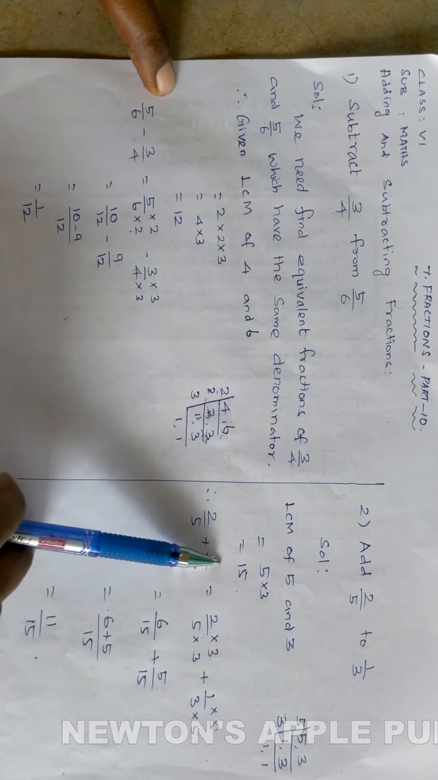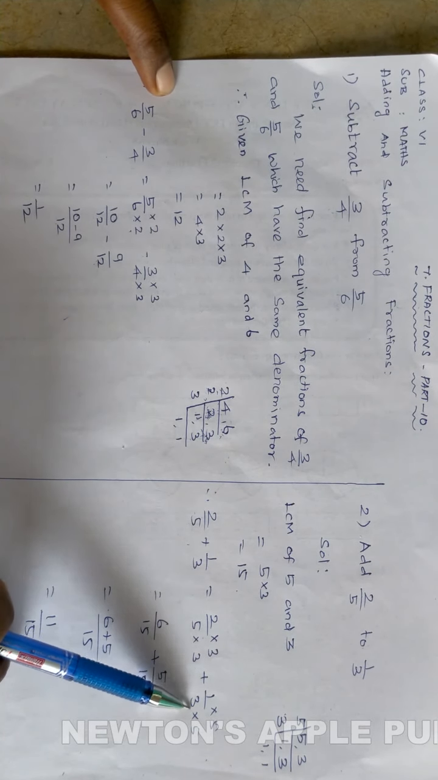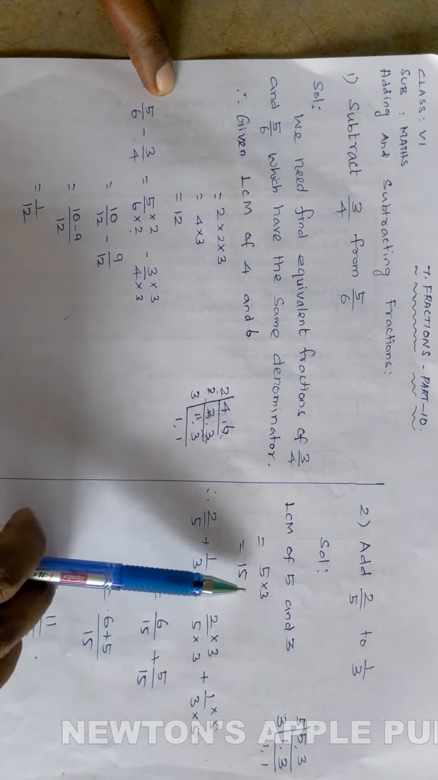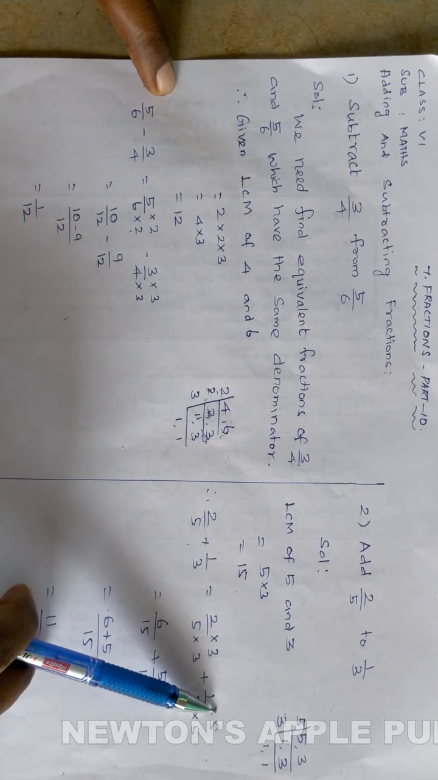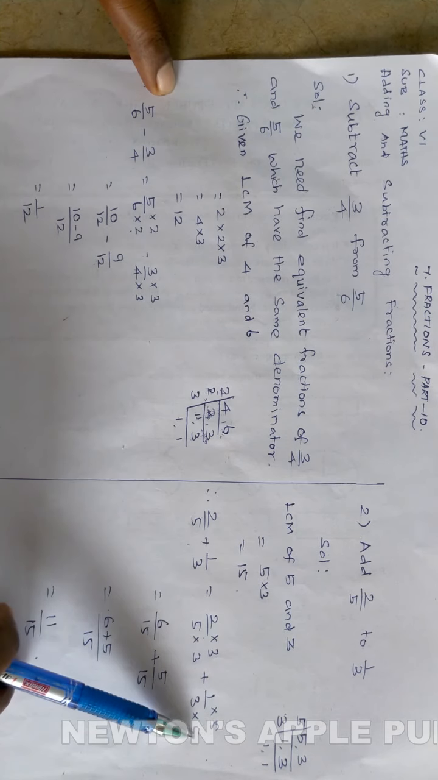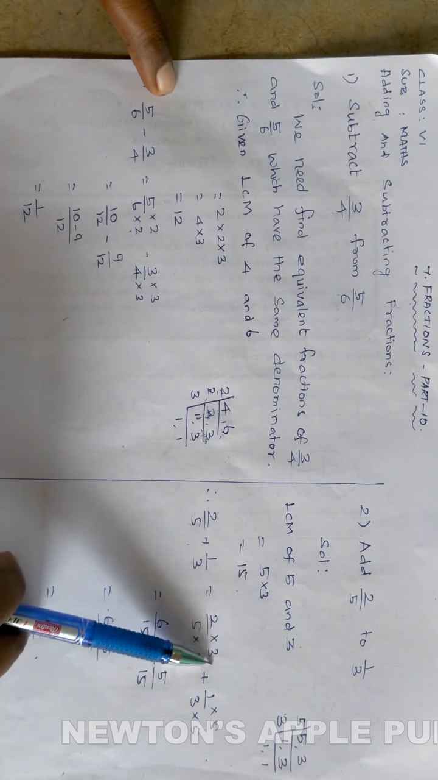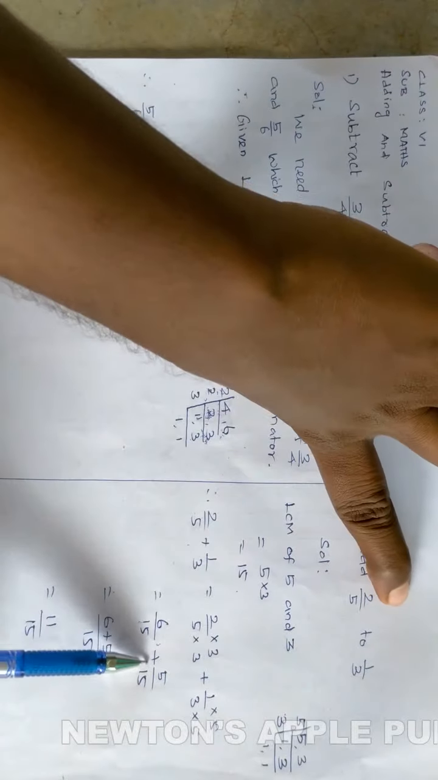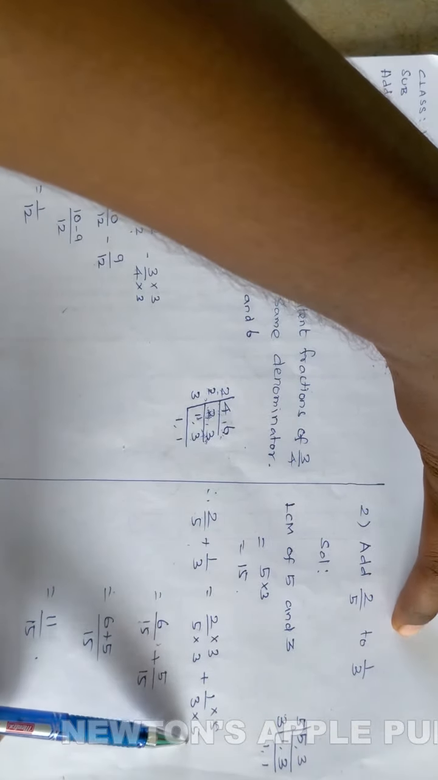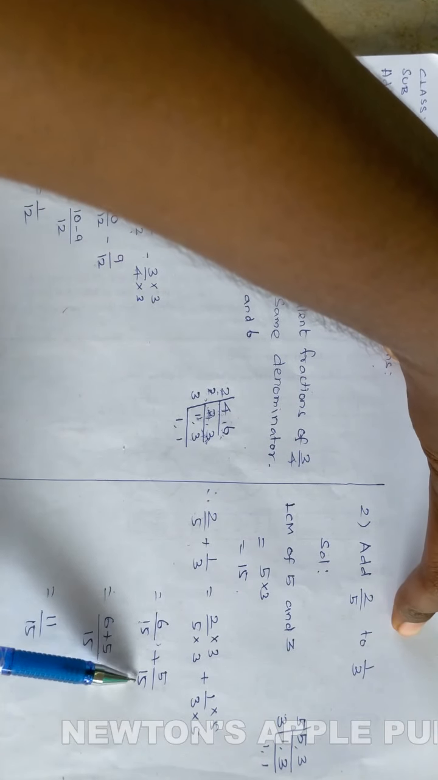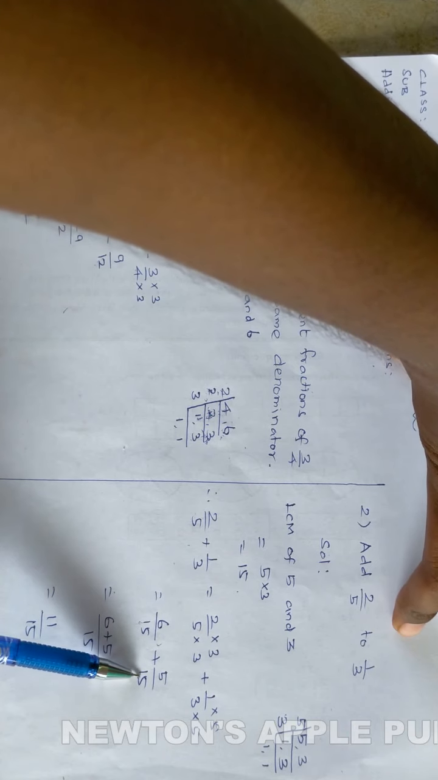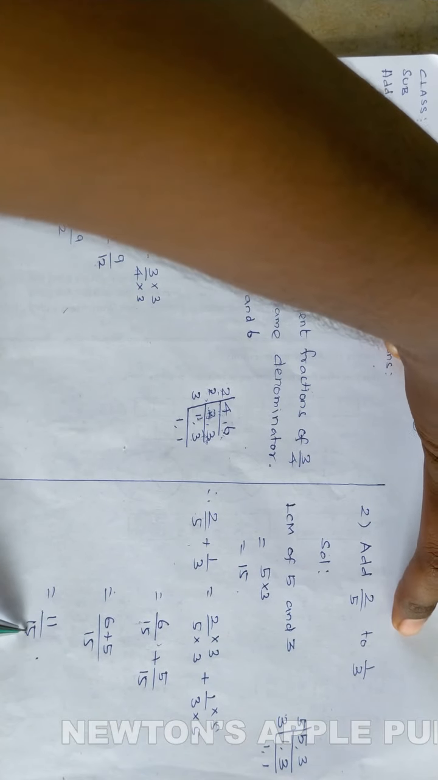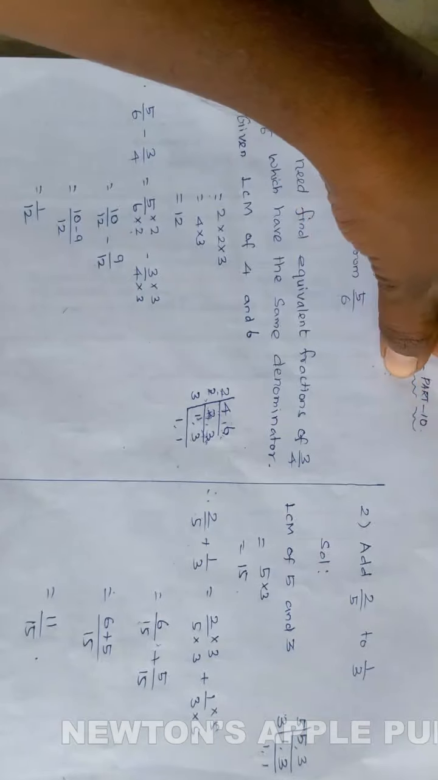Next we take the second fraction, 1 by 3. The given denominator is 3. So which number multiplied by 3 gives 15? 5. So we multiply its numerator and denominator by 5. Now multiply: numerator 2 into 3 is 6, denominator 5 into 3 is 15, plus 1 5 is 5 divided by 3 5 are 15. Now see, the denominator is the same, it means like fractions. So next we add the numerators, 6 plus 5 is 11. So 11 by 15.